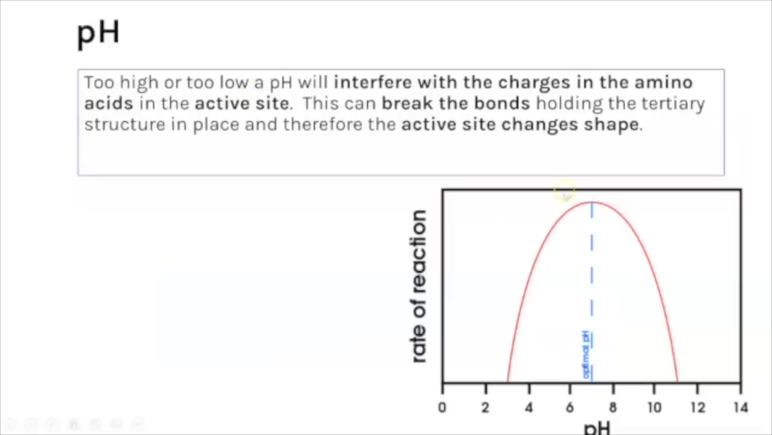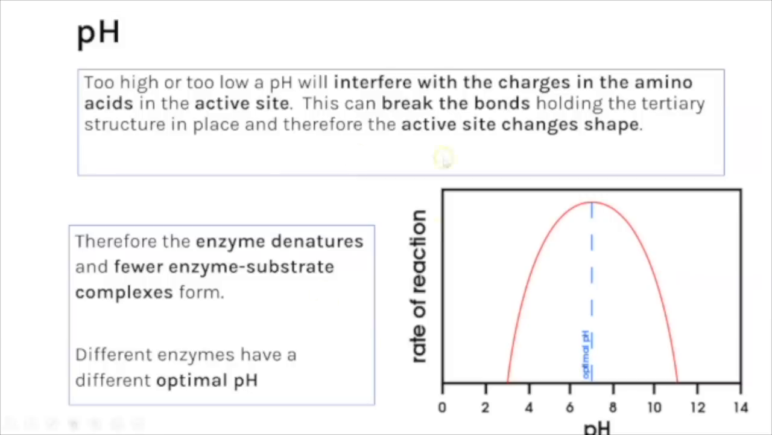For pH, either side of the optimum pH, which actually can vary depending on where the enzyme is found, either side we have a very rapid denaturing of the enzyme. And that's because either too high or too low a pH will interfere with the charges in the amino acids found at the active sites. That can cause the hydrogen and the ionic bonds to break, and again, the loss of that tertiary structure and the active site changes shape. So we describe that as the enzyme denaturing, and again, there'd be fewer enzyme substrate complexes, and therefore the rate of reaction decreases.